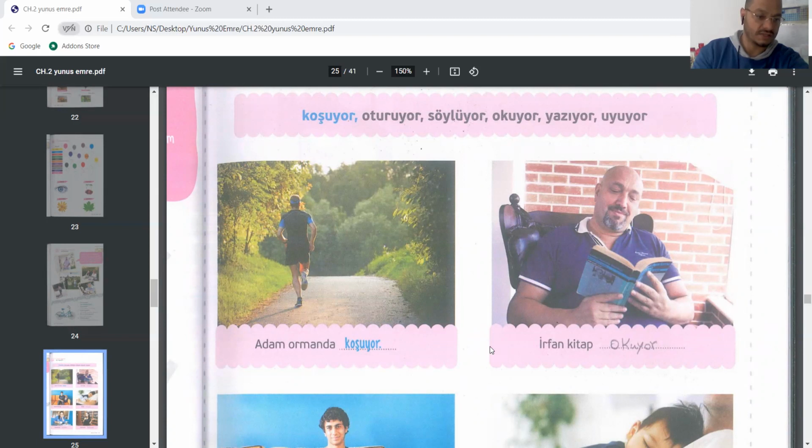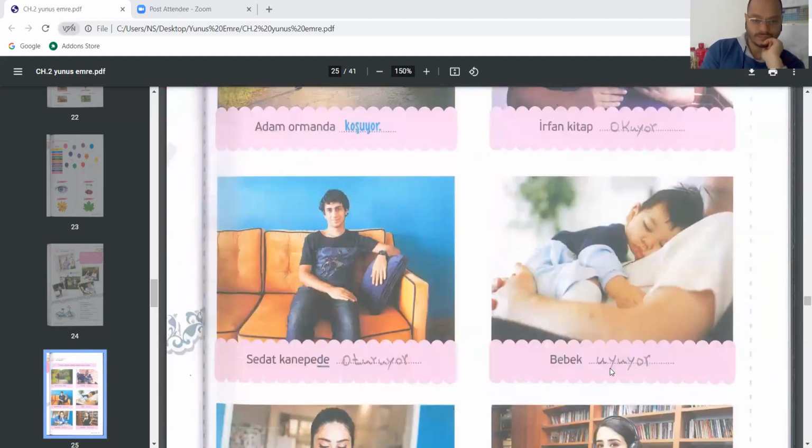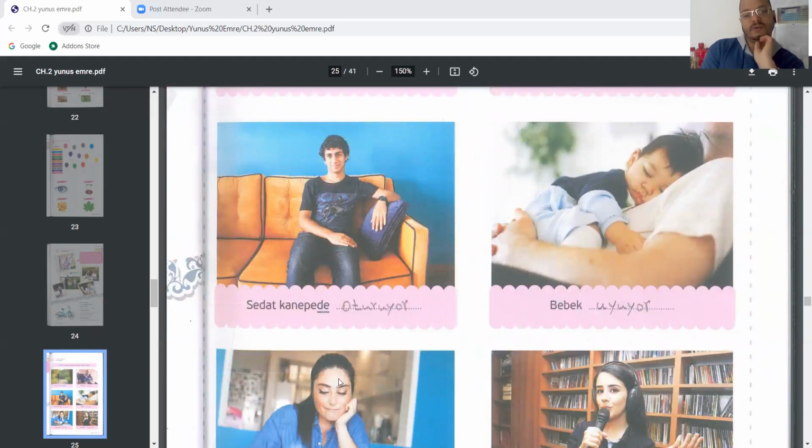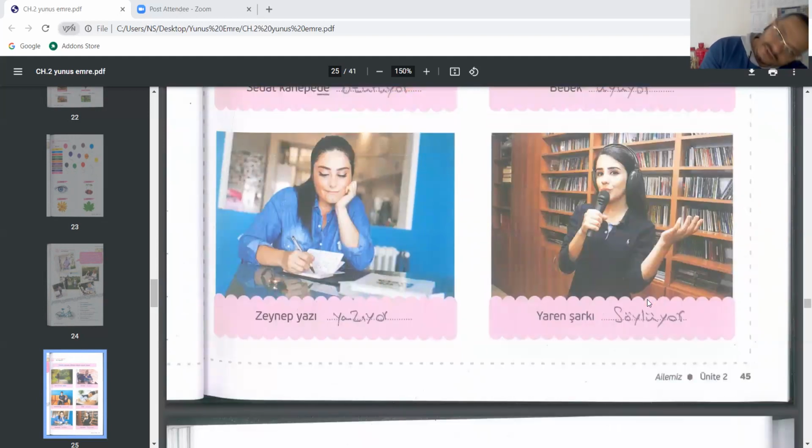Let me put the chart again. Adam ormanda, in the jungle, koşuyor, running. Erfan kitap okuyor. Erfan reads the book. Sedat kenarda oturuyor. Sedat sitting here. Bebek uyuyor. The kid is sleeping. Zeynep yazı yazıyor. Yazı is something like a message. Zeynep here writing. Yarın şarkı söylüyor. Yarın singing a song.